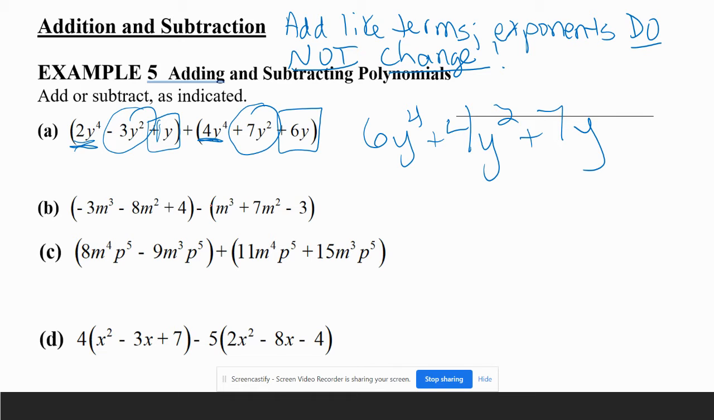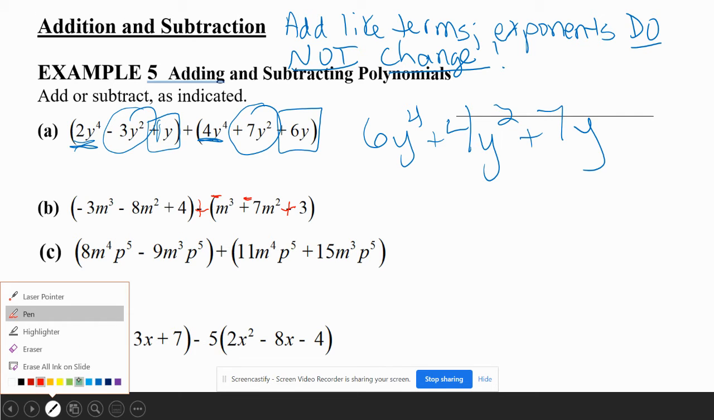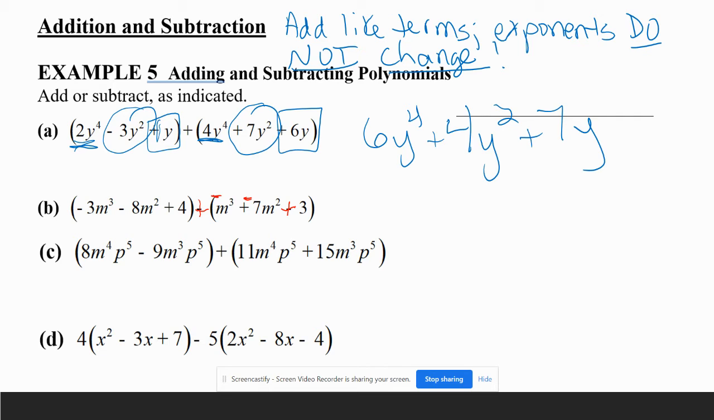For letter B with the subtraction, you don't have to do this, but I like to go ahead and distribute that subtraction to everything on the right. That basically means now we've changed this to an addition problem and we've changed all of those signs. We're again looking for like terms. Now don't be fooled. Sometimes they're going to put like terms in the same spot and sometimes they're not. I think for most of these ones they are.